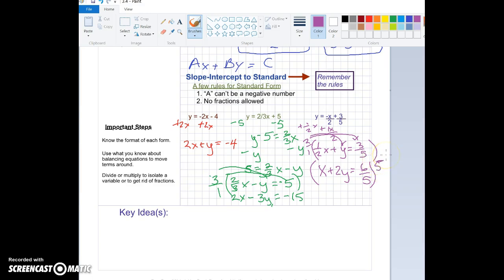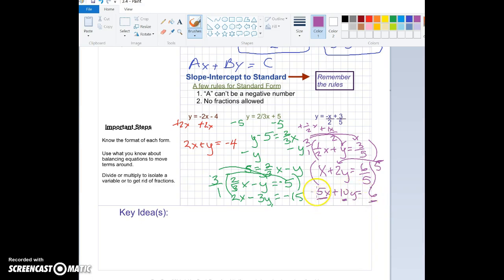And then I'll end up with just 6. But remember, if I multiply one thing by 5, I have to multiply everything by 5. So when I multiply 5 times x, I get 5x. And when I multiply 5 times 2y, I get 10y. And when I multiply 5 times 6/5, I get 6. So here we go. 5x plus 10y equals 6. What's our a? It's 5. What's our b? It's 10, and our c is 6.